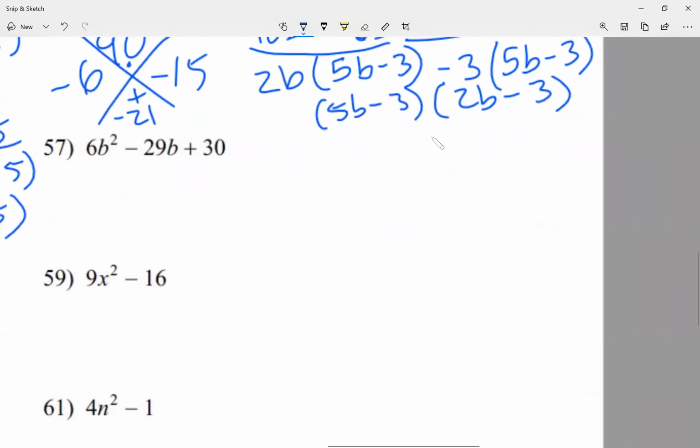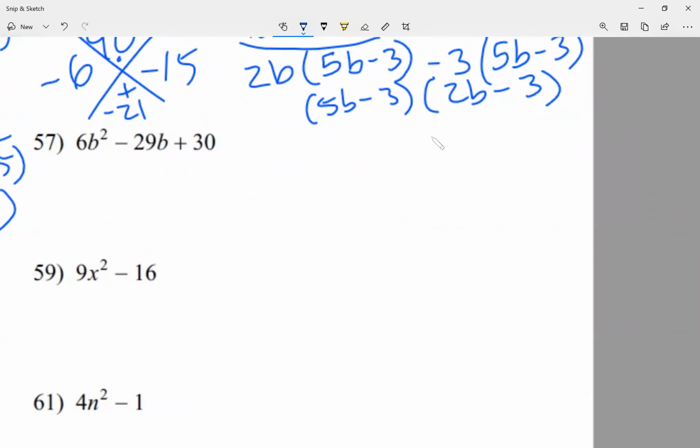All right, I think with one more, you guys should be okay. So let's see. I'm looking at two numbers that when I multiply equal 180, but when I add equal negative 29. I know I'm dealing with two negatives here. Let's see, 180 divided by 2 gives 2 and 90. No, they don't work. 180 divided by 3 gives me 3 and 60. No. 180 divided by 4.